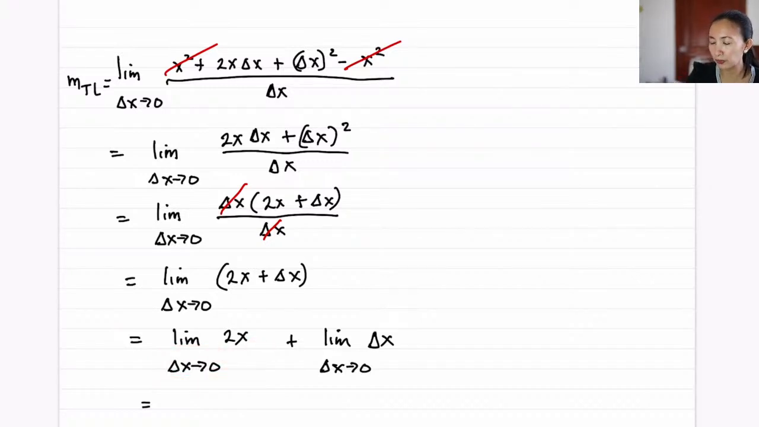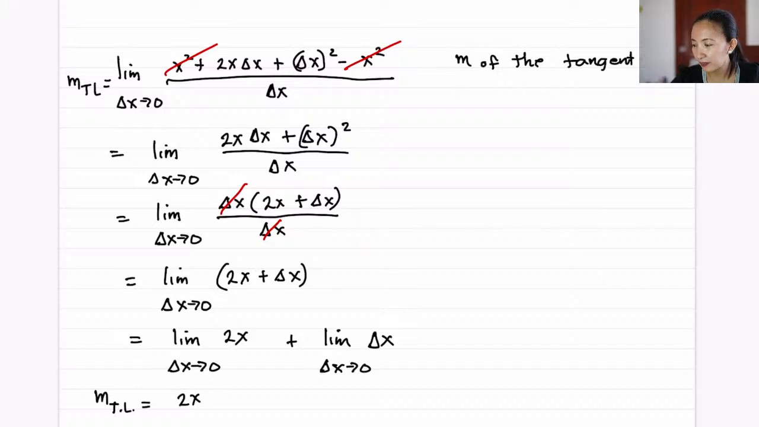So the limit of 2x as delta x approaches 0 is 2x, and the limit of delta x as delta x approaches 0 is 0. So, plus 0. Finally, we can say the slope of the tangent line is equal to 2x. But we're not done yet. Remember, the problem asked for the equation of the tangent line at x equal to 2.